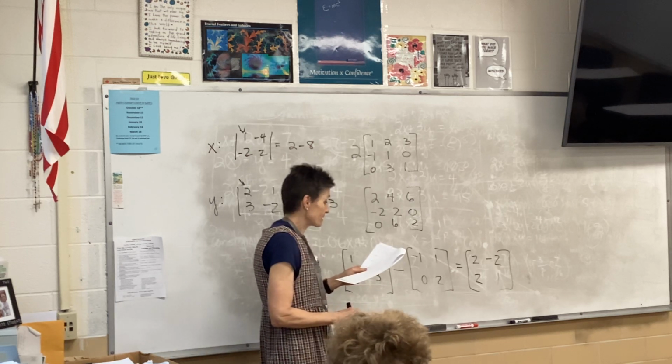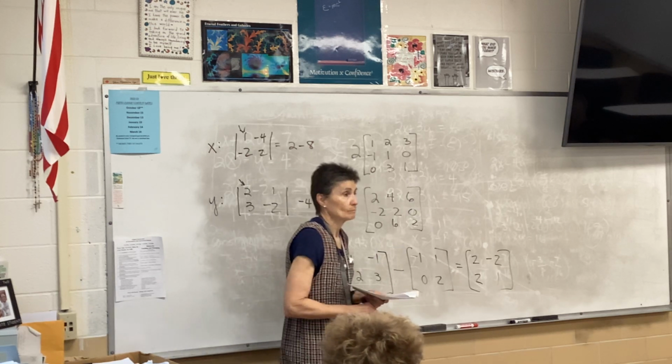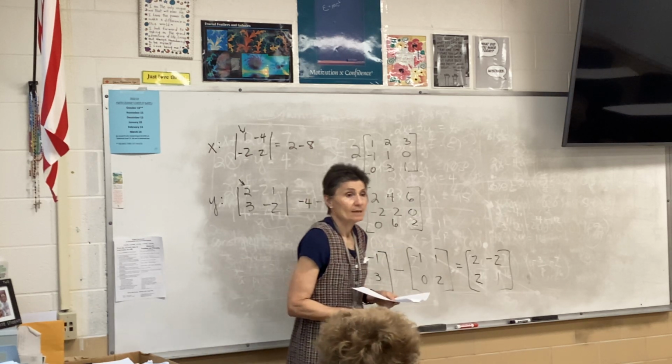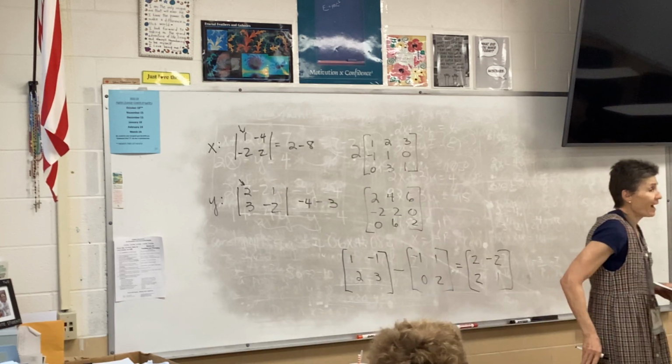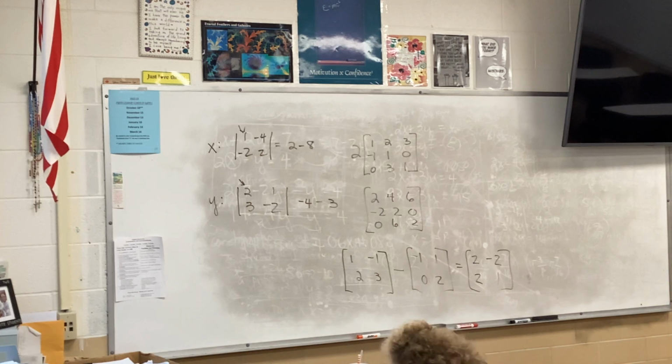All right, next one says A plus B. Can't do it. Impossible, no solution. Why not? How come I can't add A and B? Because they're not the same size. They don't have the same dimensions. Not ever. D times A.